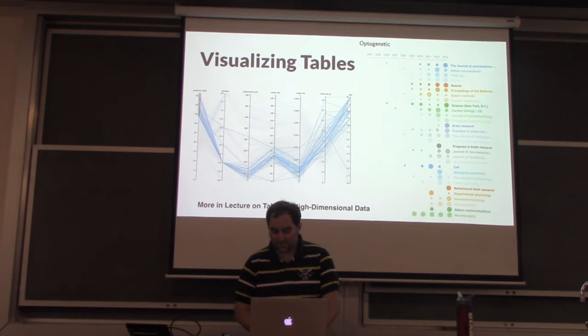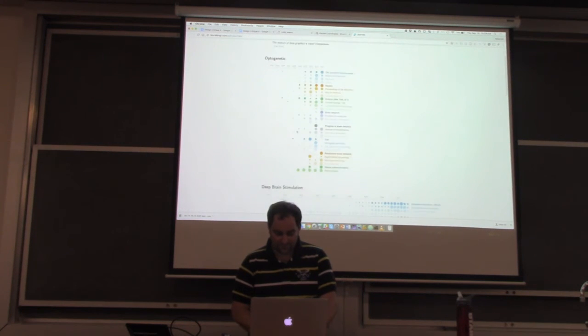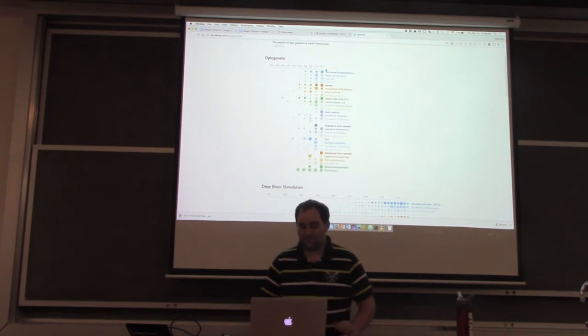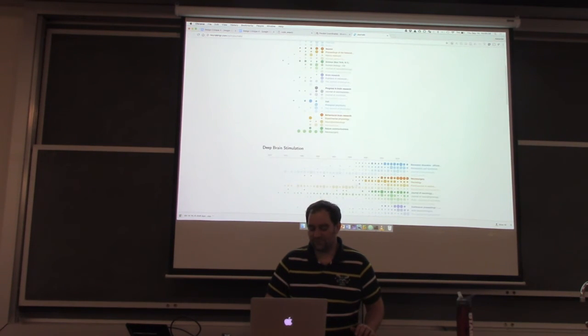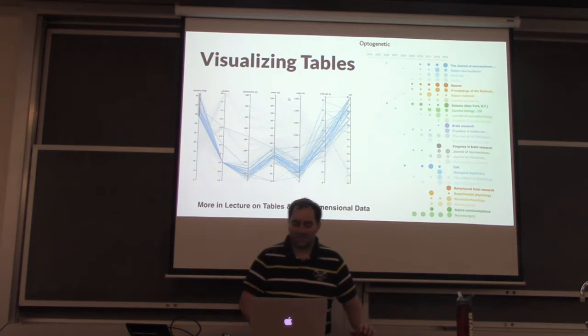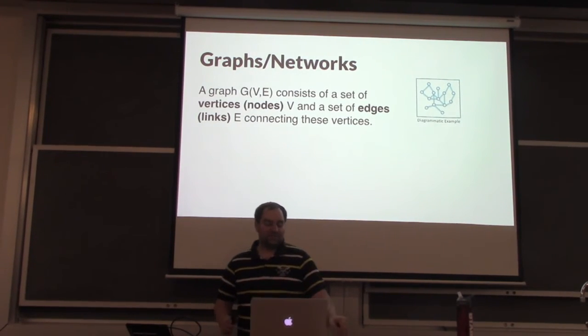Here's a more explicit representation of a table where we simply have years and then we have these bubbles, and the bubbles correspond to something, and on hover we can actually switch to the numbers. So this is just another example, and we'll talk about more advanced ways and details of all of these visualization techniques in the table lecture.